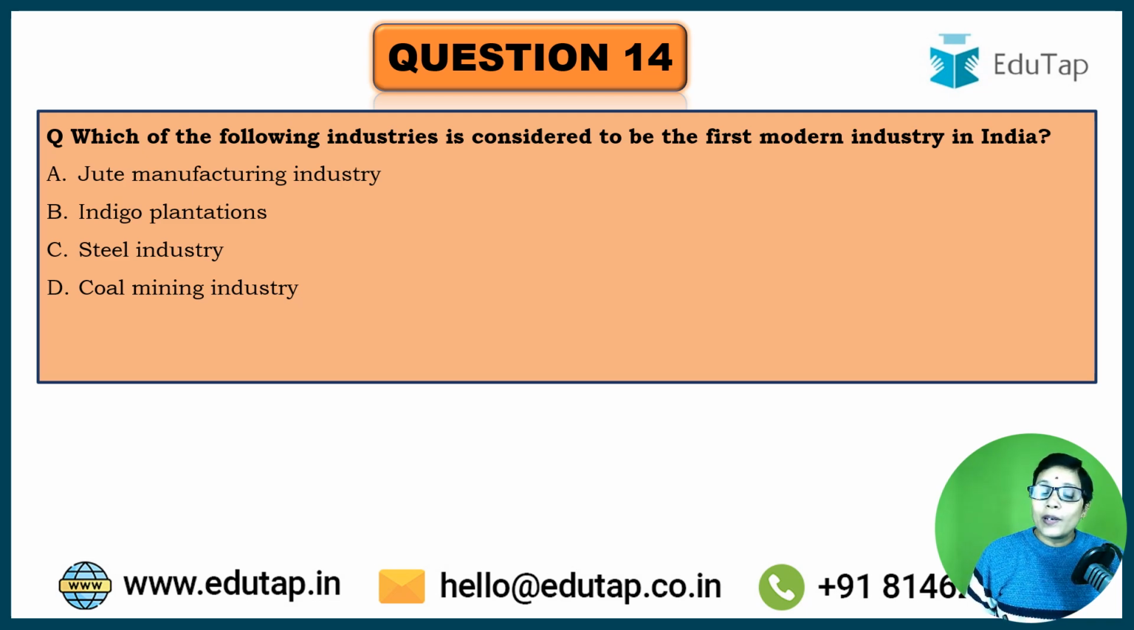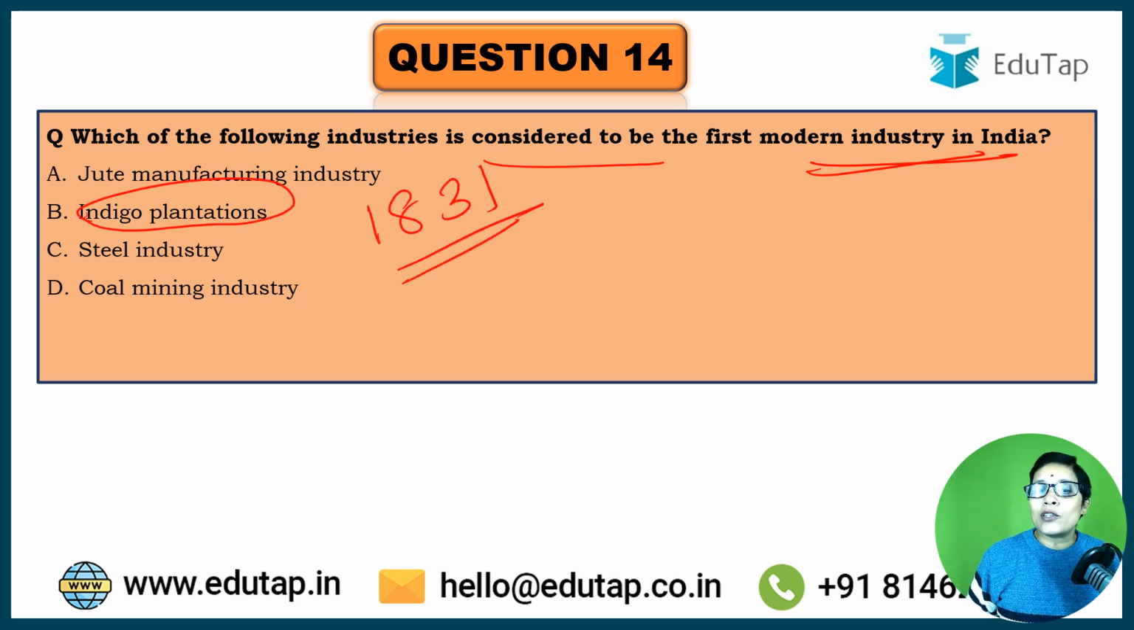So moving on to our next question, which of the following industries is considered the first modern industry in India? See, when industrialization started in the 19th century or even before, it slowly moved from traditional industries towards modern industries. Now when we talk about India, the first modern industry actually started with indigo plantation. This happened in 1831. Indigo plantations, you can say that this is the first industry in 1831.